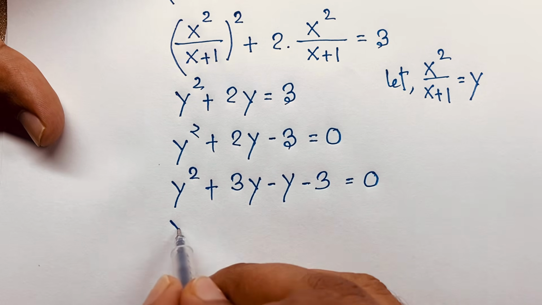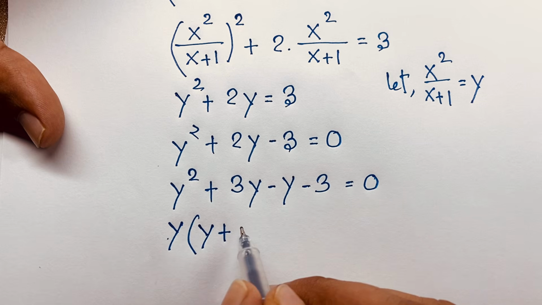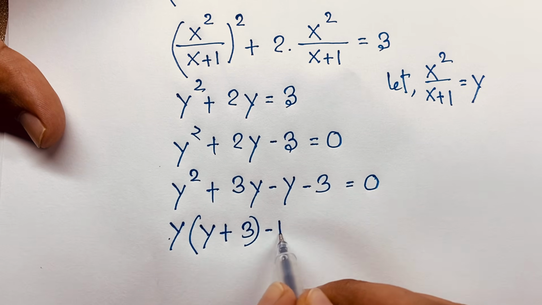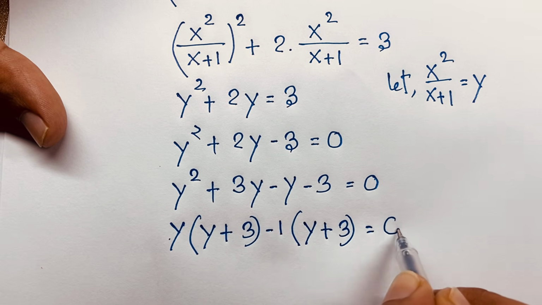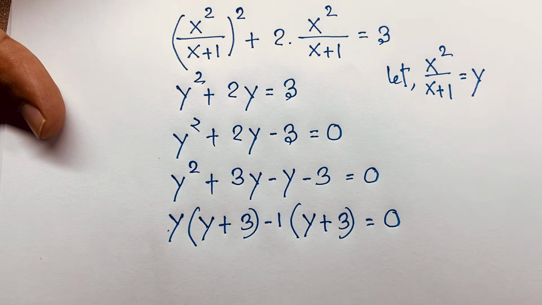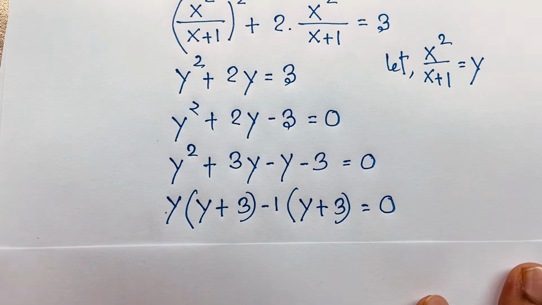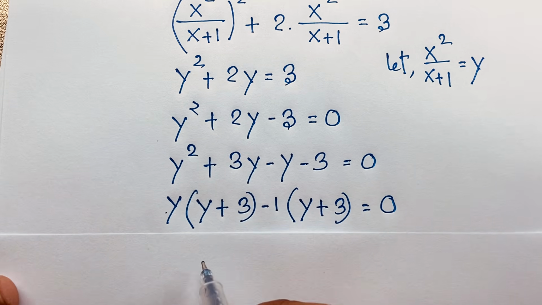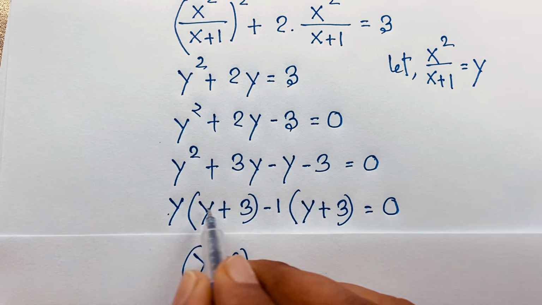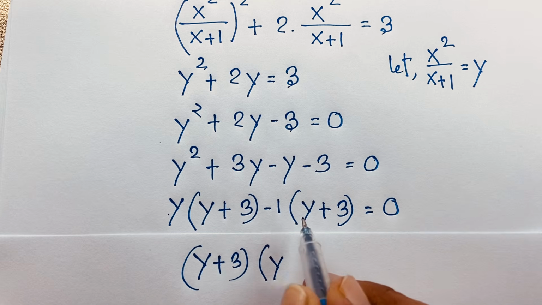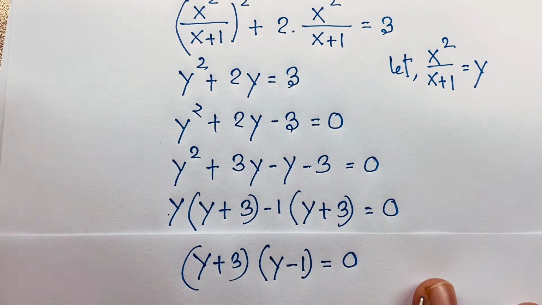Then y is common, so if I take y common, this divided by this is y, plus this divided by this is 3, minus 1 is common, this is y plus 3 is equal to 0. Then you can say here is y plus 3, this is y plus 3, so y plus 3 is common. So if I take y plus 3 common, this divided by this is y, and this divided by this is minus 1 is equal to 0.